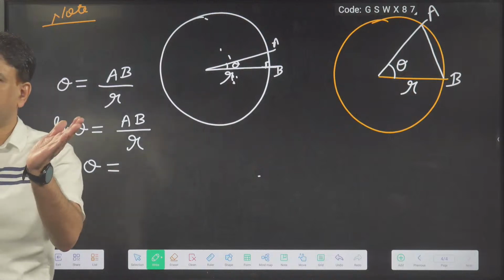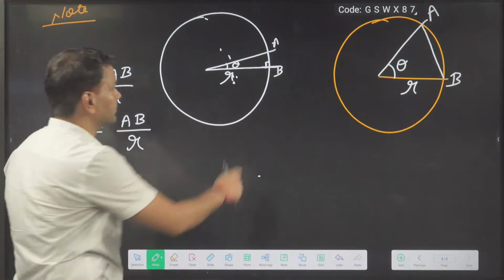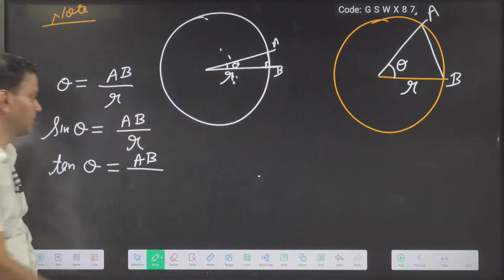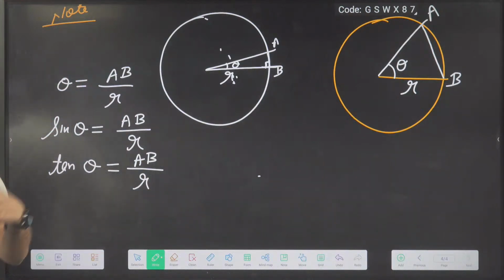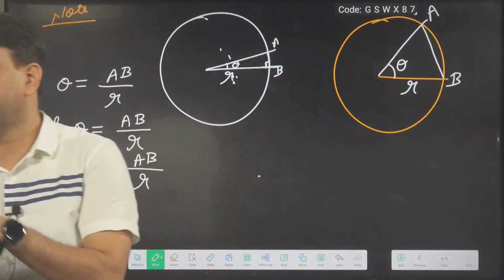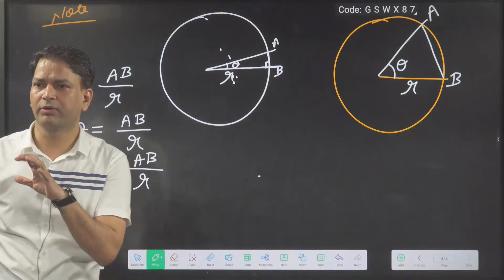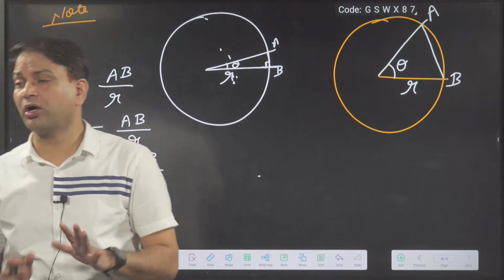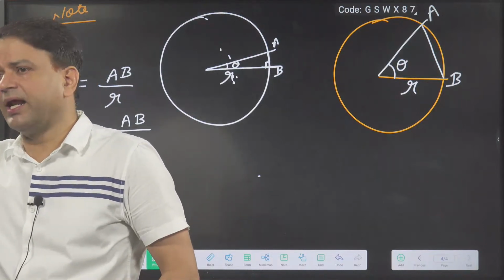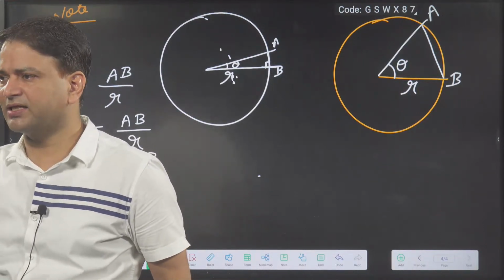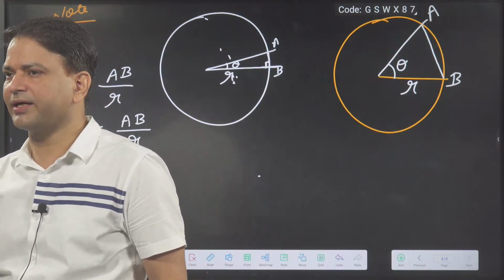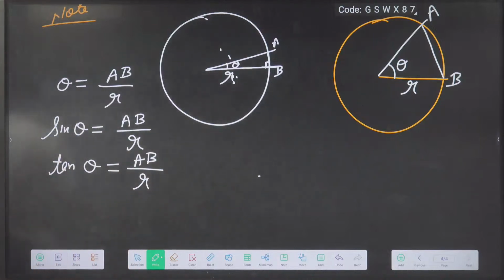Similarly, if I require tan theta, tan theta is opposite side upon adjacent side. The opposite side is arc AB, and the adjacent side is R. Now you can see all three: theta is equal to AB by R, sine theta is equal to AB by R, tan theta is equal to AB by R. All are equal or not? Did everybody get it? So when the angle is small, the arc can be taken as a straight line. Then, whether I write tan theta or theta, I can find the answer. Understood?